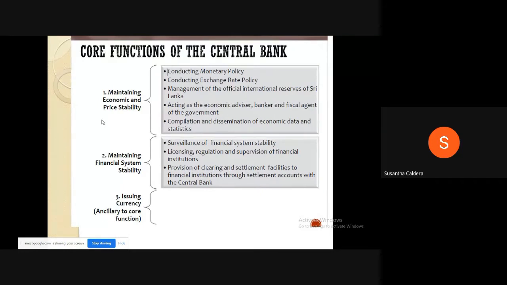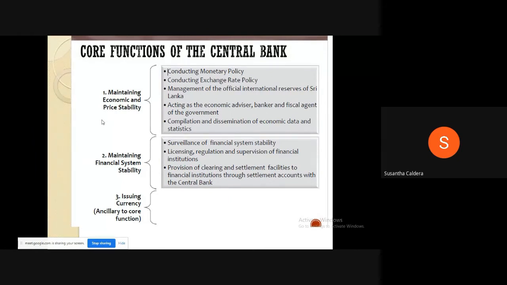Then maintaining financial system stability. When we talk about maintaining financial system stability, there is surveillance of financial system stability, and licensing, regulation and supervision of financial institutions. The central bank is the one that gives licenses to the commercial banks and other financial institutions. Then they impose regulations and supervise, through the banking supervision department and non-banking supervision department, like that, right? Banks as well as finance companies, right?